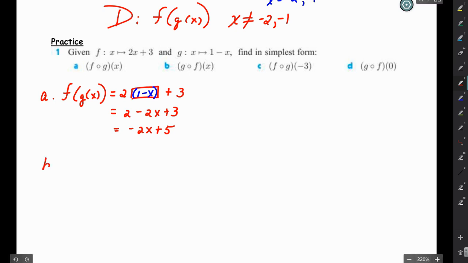Okay, letter B. This time we want g of f of x. G is the lead function. Put a box wherever we have x in the G function. Inside the box is going to go the f function. We distribute.